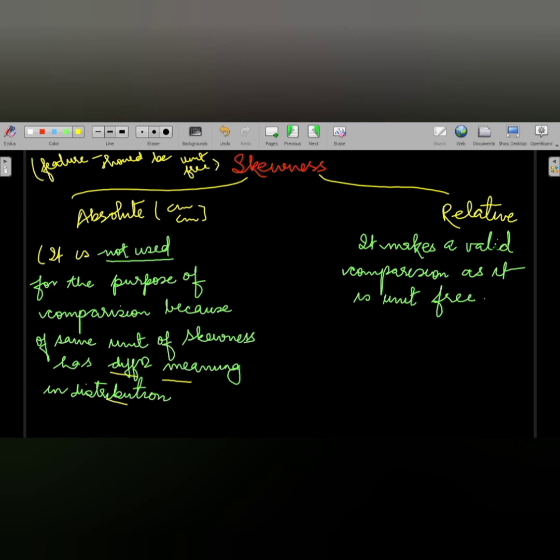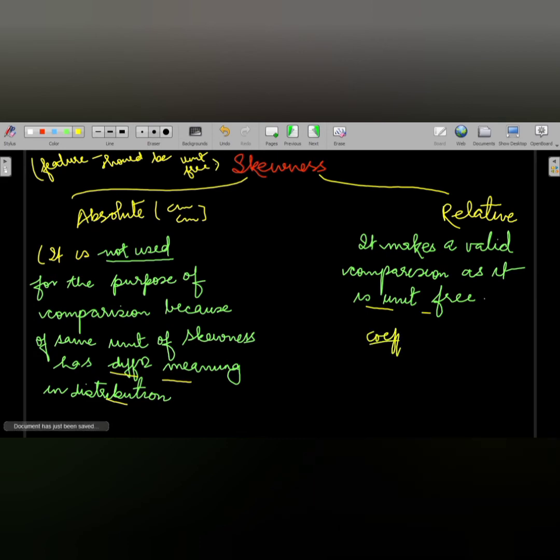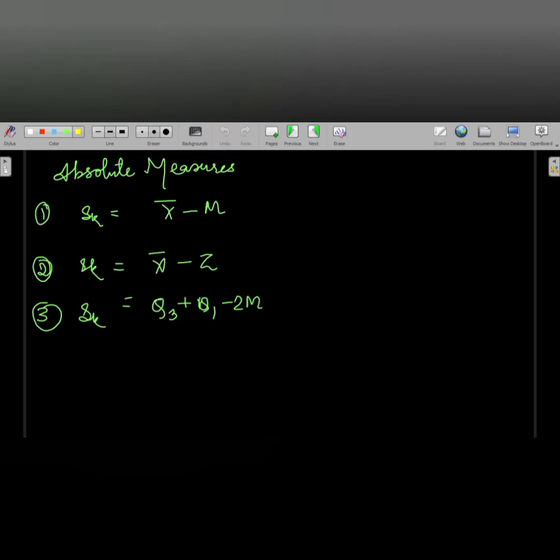Clear? Now the relative figure makes a valid comparison as it is unit free. Here we'll understand the coefficient. We'll calculate the coefficient of skewness.